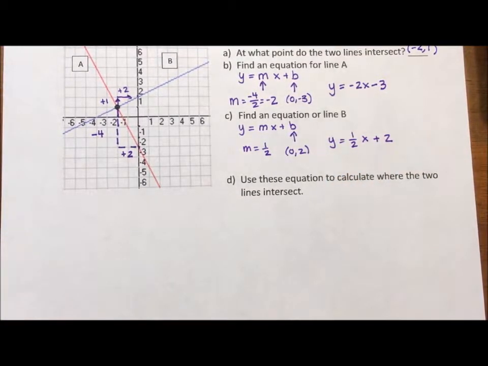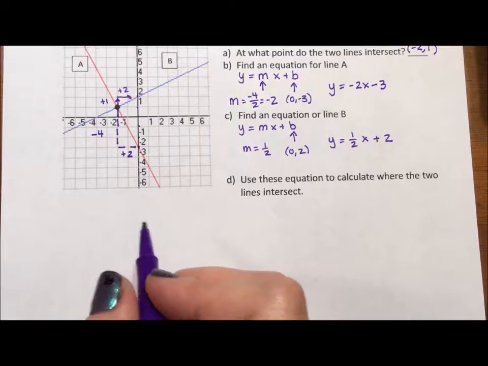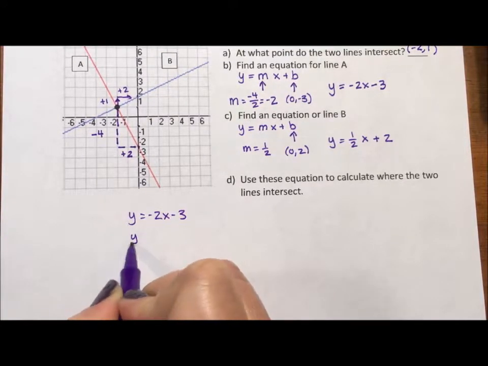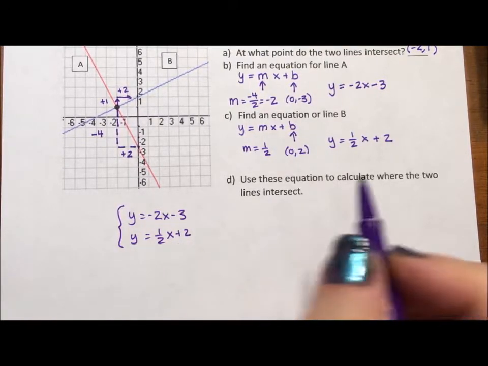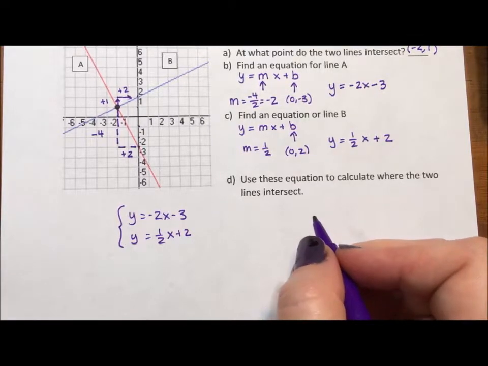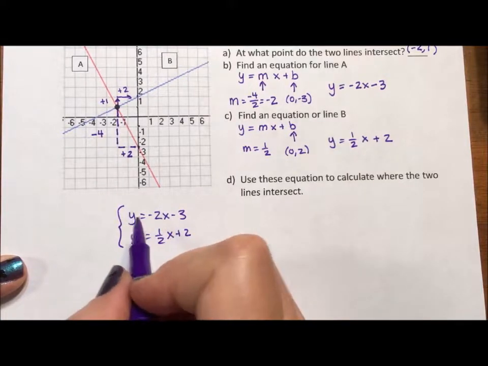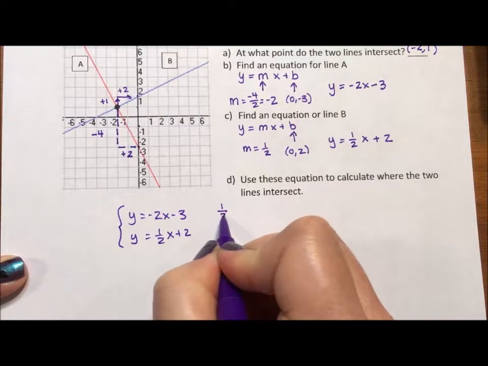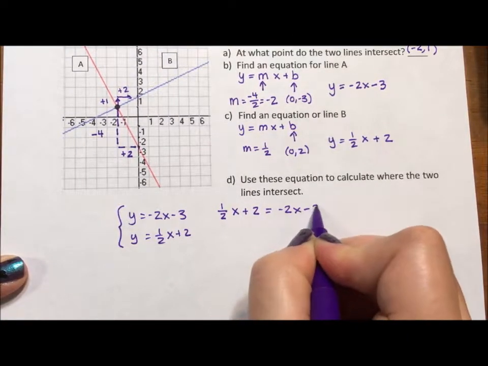All right, now it says use these equations to calculate where the two lines intersect. So I'm going to do the system of equations. My equations are y = -2x - 3 and y = 1/2 x + 2. There are a lot of ways to solve a system of equations. What I'm going to use is substitution. I'm going to say, when does this output equal this output? In other words, when is 1/2 x + 2 equal to -2x - 3?